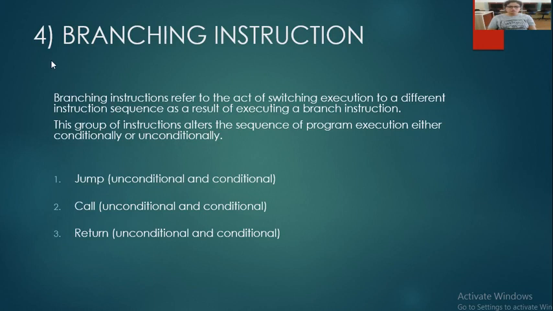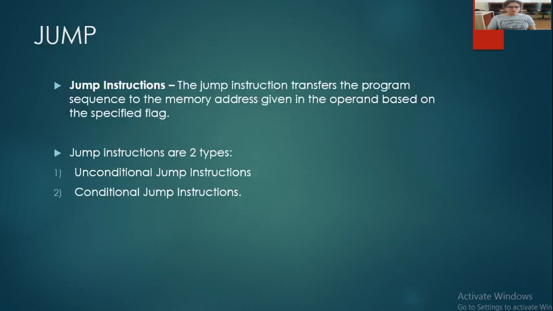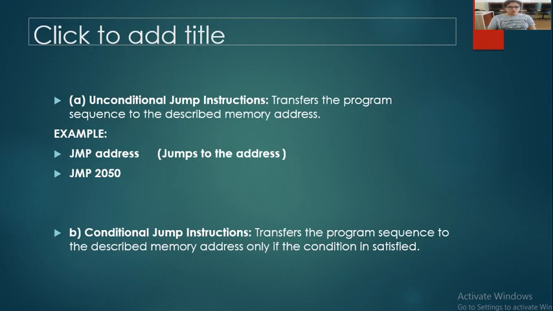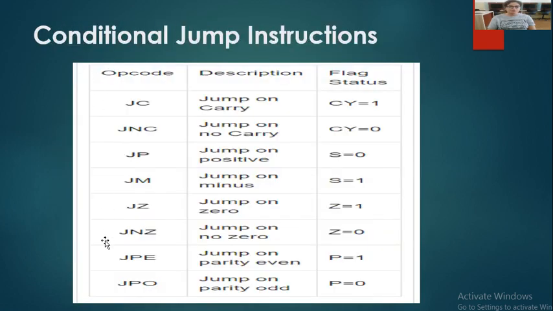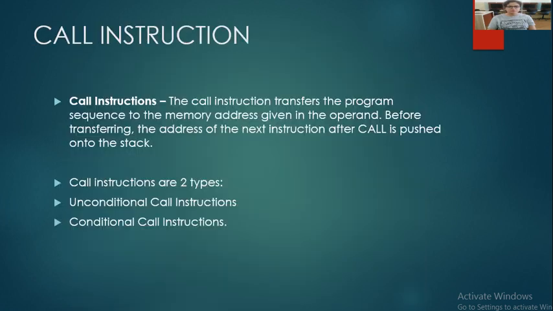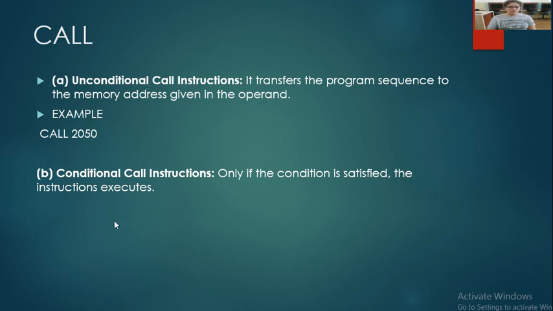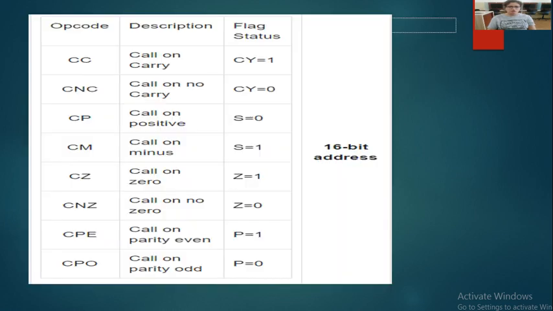The fourth instruction was branching instruction, and in the branching instruction we have studied a total of 3 groups: jump, call and return. In the jump we have studied 2 cases: unconditional jump and conditional jump. In the conditional jump we have studied the following instructions. Next group is call instruction. In the call instruction again we have studied 2 cases: unconditional call and conditional call. In the conditional call we have studied the following instructions of call.